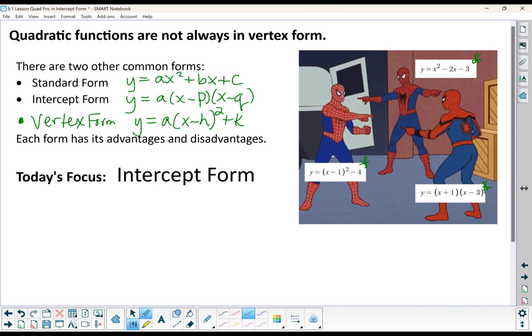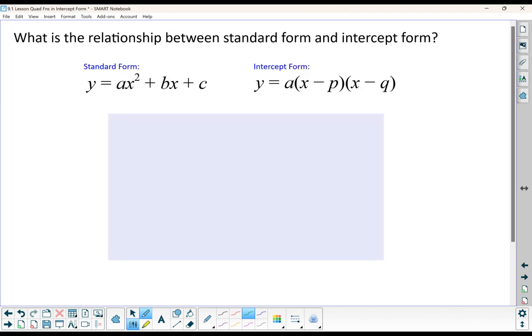The advantage of vertex form that we've just been working on is it makes the graph very easy to do because it shows you that vertex starting point. But any parabola can be written in any of these three forms. And so today we're going to be focusing on intercept form. So first of all, what is the relationship between standard form and intercept form? Well, hopefully looking at the two of them, you can see that if you have standard form and you want intercept form, you need to factor that function.